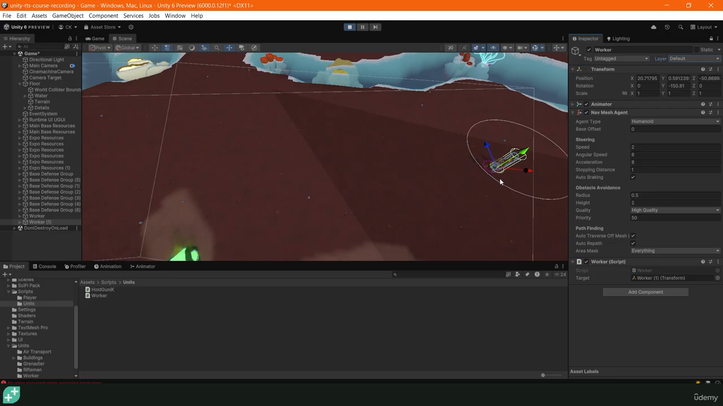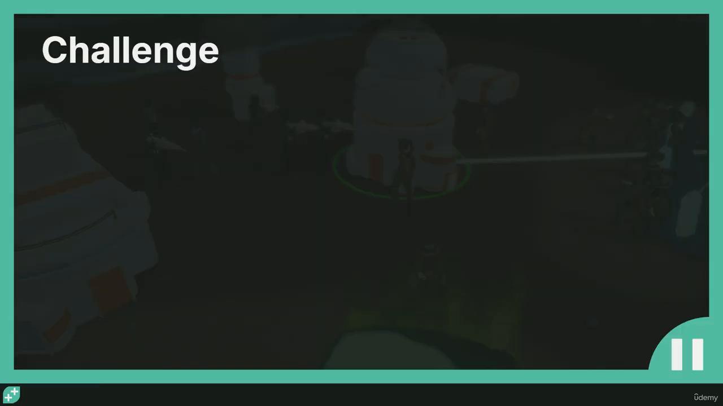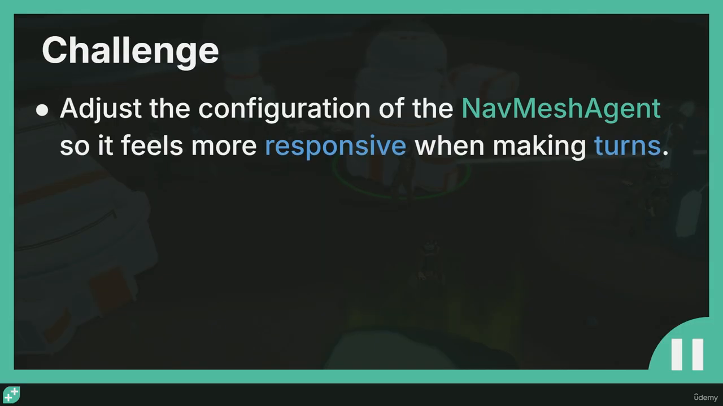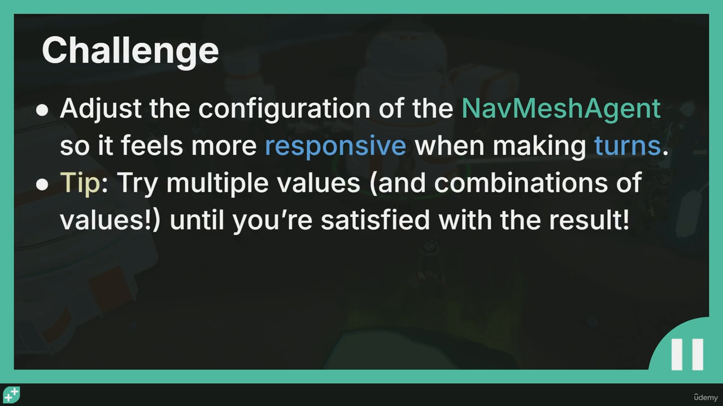And that's where I'd like to introduce this lecture's challenge. For this challenge, I'd like you to adjust the configuration of the NavMesh agent so it feels more responsive when making turns. The tip is to try out multiple values and combinations of values until you're satisfied with the result. So go ahead, pause the video, play around with that agent steering configuration, and when you think you've got it working pretty well, go ahead and come back and let's take a look at it together.